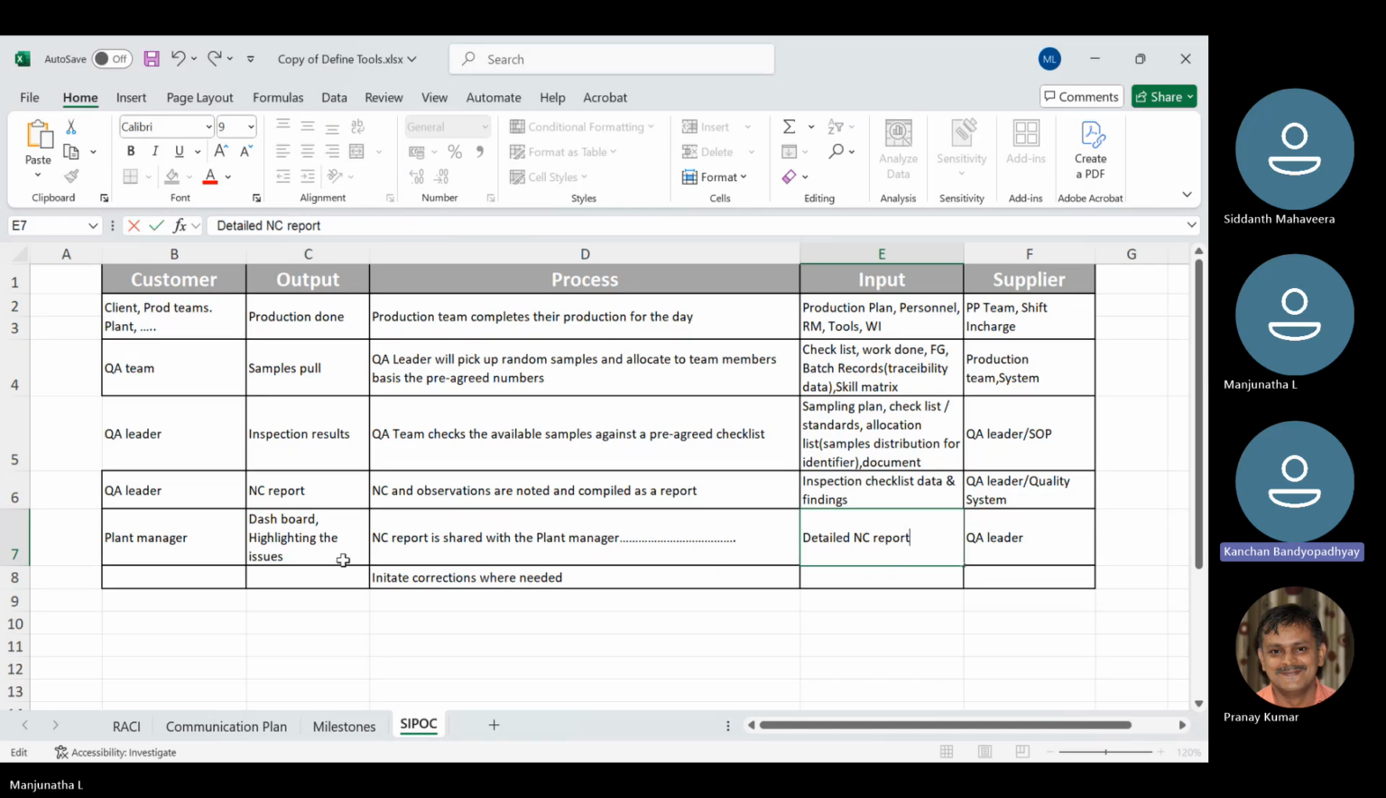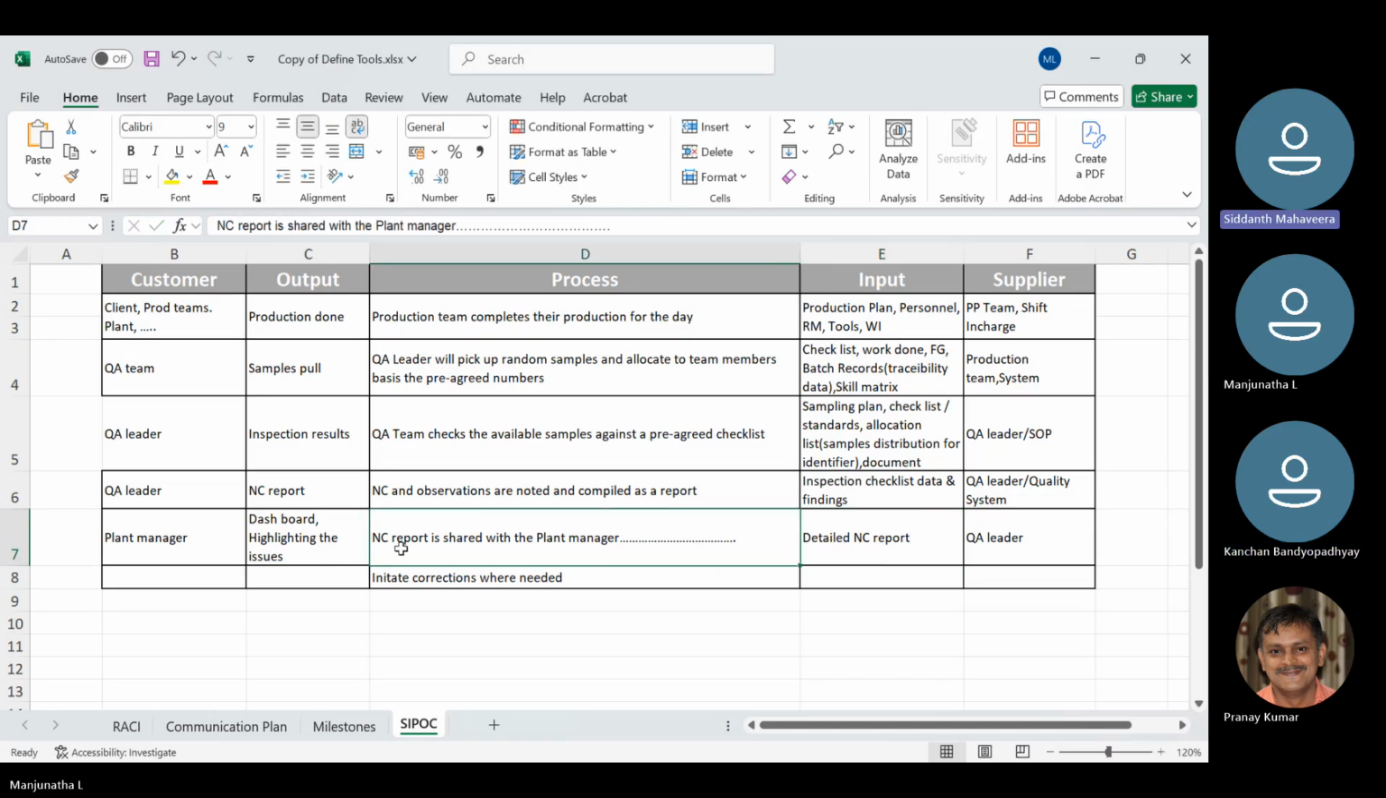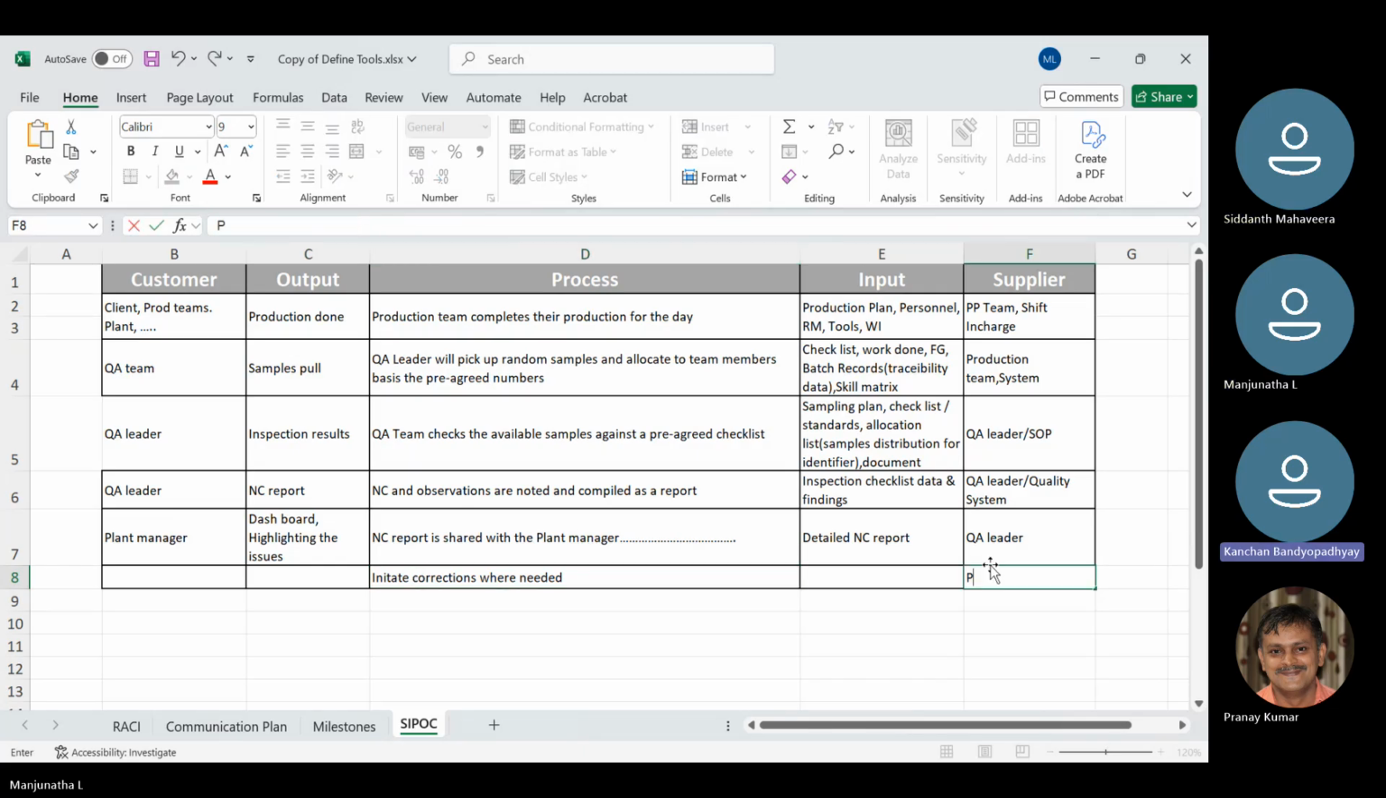Now the last step. The supplier would be, maybe, the plant manager. He will be giving out the input. So input would be my highlighted report and the root cause analysis, both. Because the plant manager will also ask for RCA and the highlighted report and containment action.